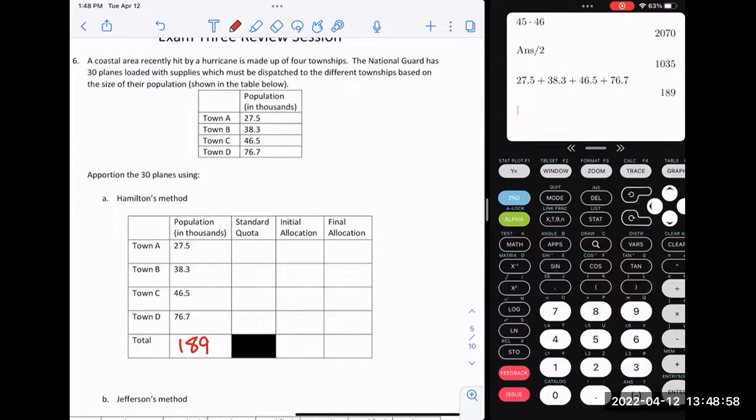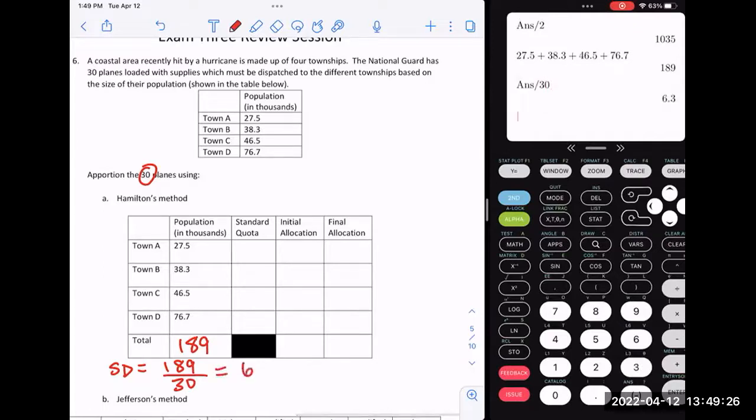That's in thousands. And then what we would need to do, and I would show work for this, your standard divisor is whatever you get when you take the total population, in this case 189, and divide it by however many seats or objects you have to apportion, in this case 30 planes. So I'm going to take 189 and divide that by 30, and that's going to give me the standard divisor here of 6.3. So regardless of the method, this part is the same.